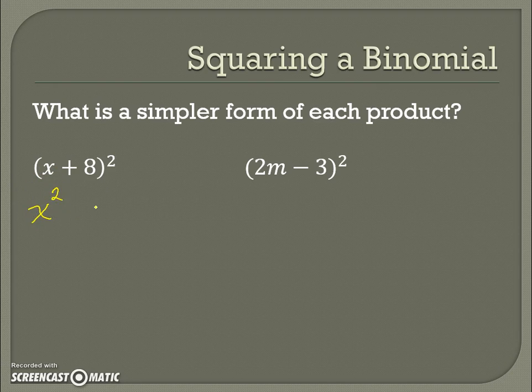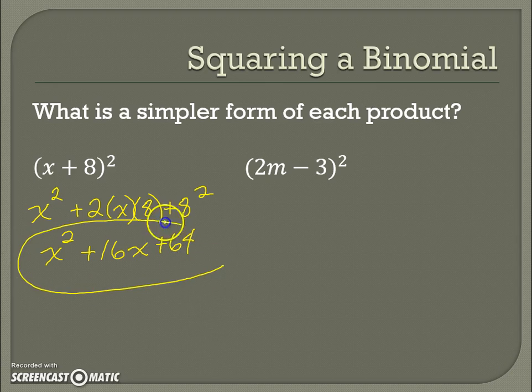Okay, so squaring a binomial, based on that formula that we wrote, I would do the first term squared, and then it's 2 times the middle terms multiplied by themselves, and then the last term squared, which is going to be x squared. 2 times 8 is 16, x plus 64. All right, so this is the special case.